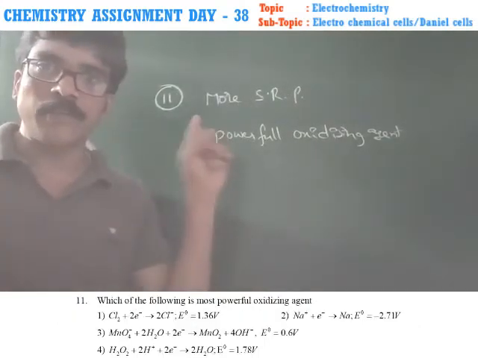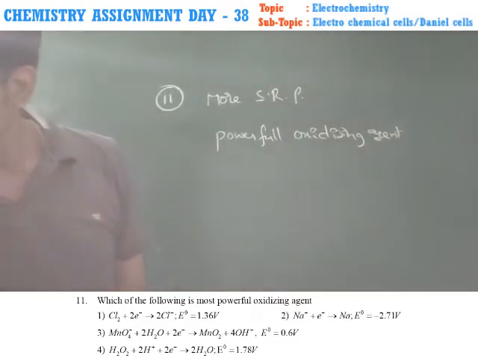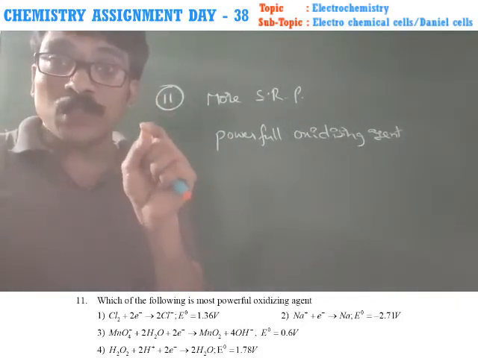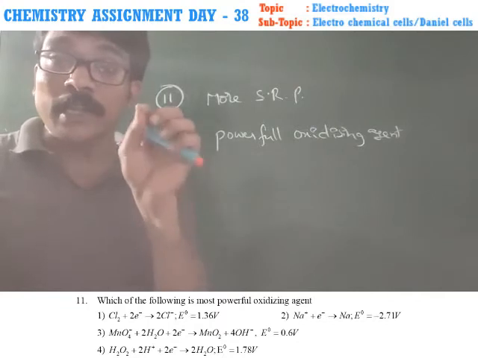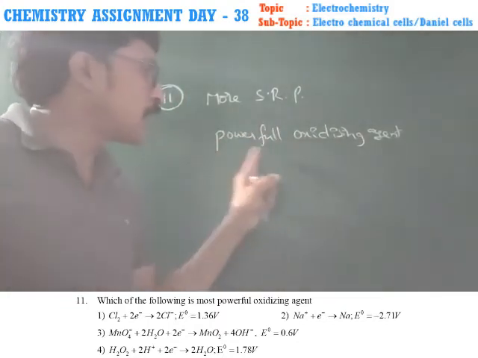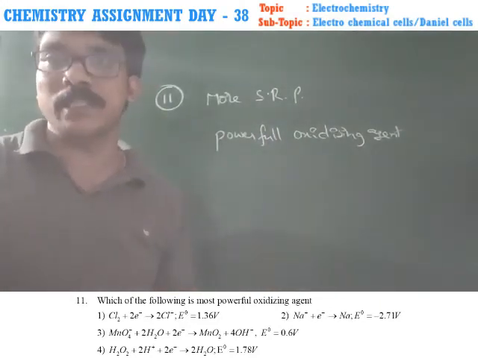Question number 11. Which of the following is the most powerful oxidizing agent? By observing the four options, check the values of reduction potential. The cation which has the higher standard reduction potential acts as the more powerful oxidizing agent.